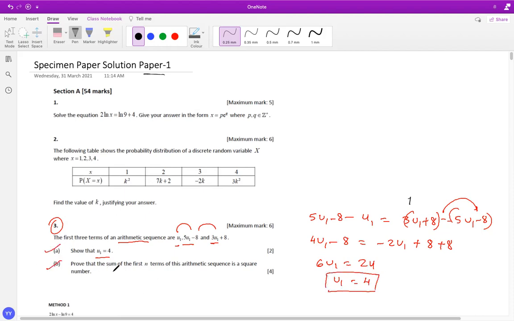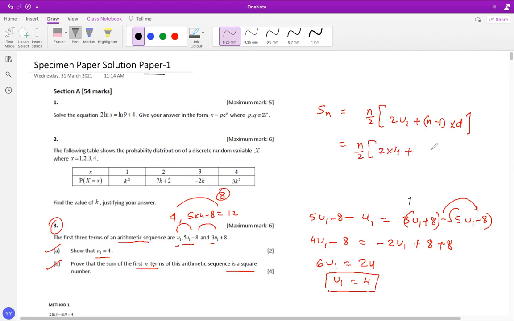Now part B is to prove that the sum of the n terms of the arithmetic sequence is a square number. The S_n formula for an arithmetic sequence is n over 2 times (2u1 plus (n minus 1) times the difference). Since u1 is 4, the second term is 5 times 4 minus 8, which is 12, so the difference is 8. This is the sum of the first n terms, so don't plug in any n value. So n over 2 times (2 times 4 plus (n minus 1) times 8). When you open the bracket, it is n over 2 times (8 plus 8n minus 8). The 8 and minus 8 cancel, and you get 4n squared over 2... which is (2n) whole squared, a square number. That's what we wanted to show.